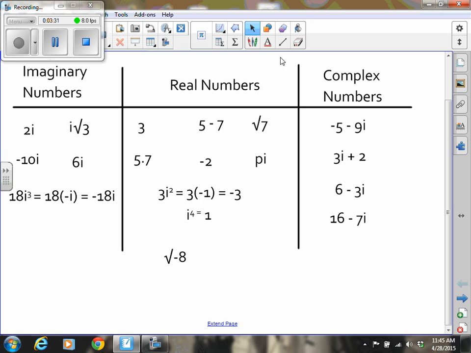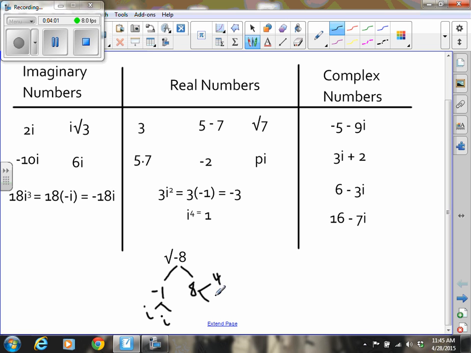How about the square root of negative 8? I've got to remember how to break that down. The square root's telling me to look for pairs. So I'd have to remember that this is the same thing as negative 1 times 8. The prime factorization of negative 1 we just learned is equal to i squared, which is i times i. 8 breaks down to be 4 times 2. 4 breaks down to be 2 times 2. So I'm looking for pairs.